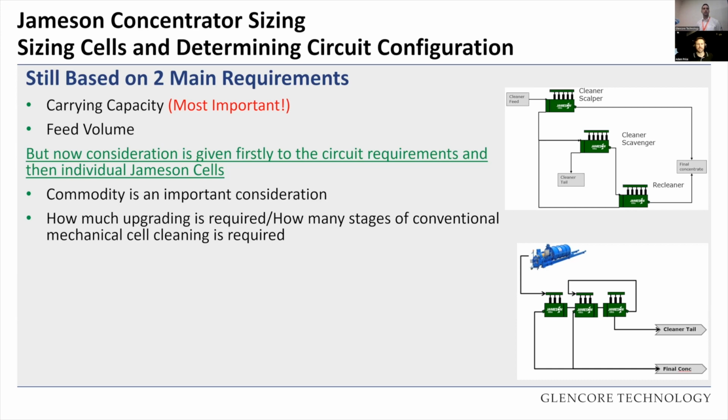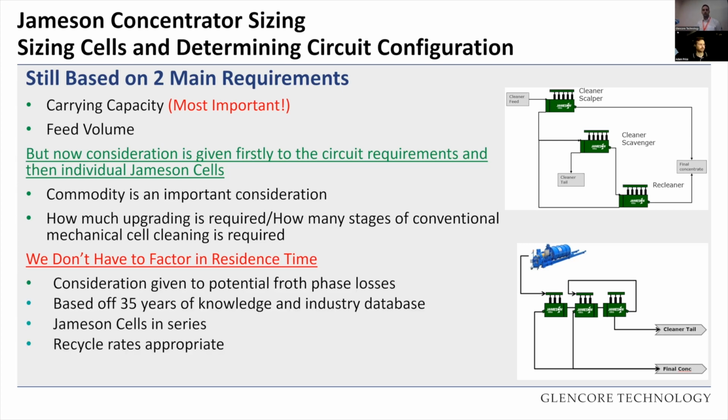So we obviously base Jameson cells on an understanding that they can complete the equivalent of 3 stages of upgrading of mechanical cells. So this will often dictate if we need stages of Jameson cells or a single stage would be sufficient for upgrading. We don't have to factor in residence time, as mentioned previously and explained earlier on. There's also consideration given to froth losses, as I mentioned before.